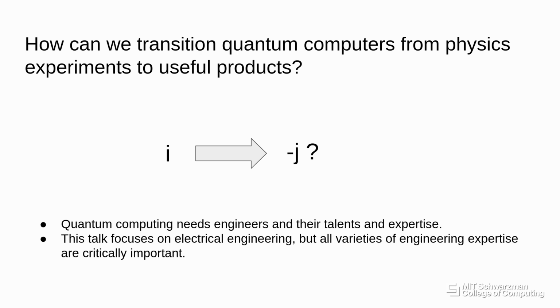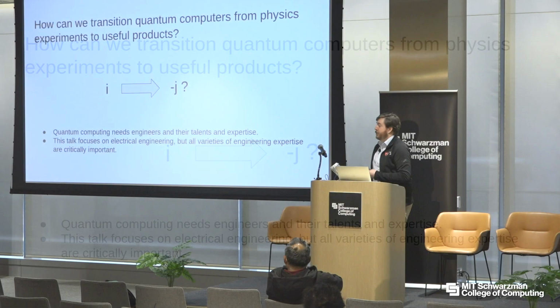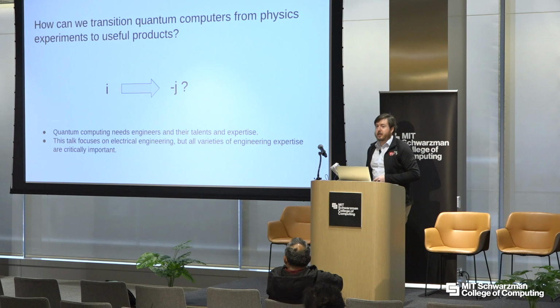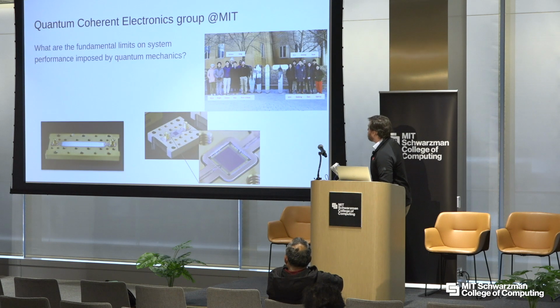Now, how can we transition quantum computers from physics experiments into useful products? This is a bit of an electrical engineering joke. Do you just substitute i with minus j? But more seriously, quantum computing really needs engineers and their talents and expertise to get to this level. This talk is going to focus a lot on electrical engineering, because I'm in the electrical engineering and computer science department, but really all varieties of engineering experience are critically important in making this transition.